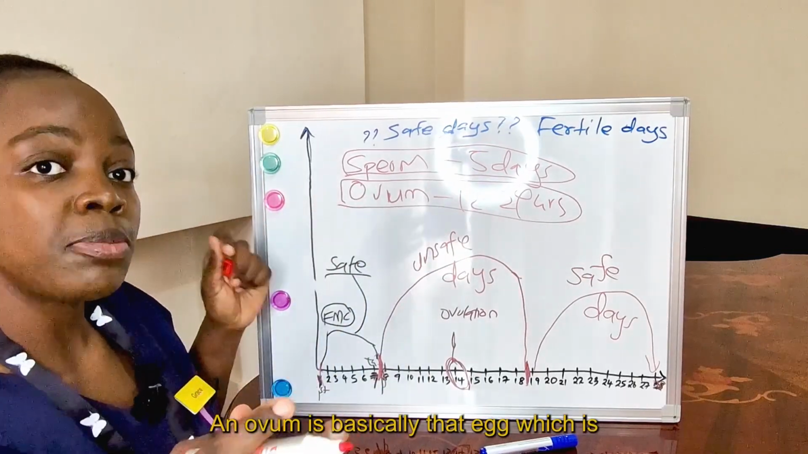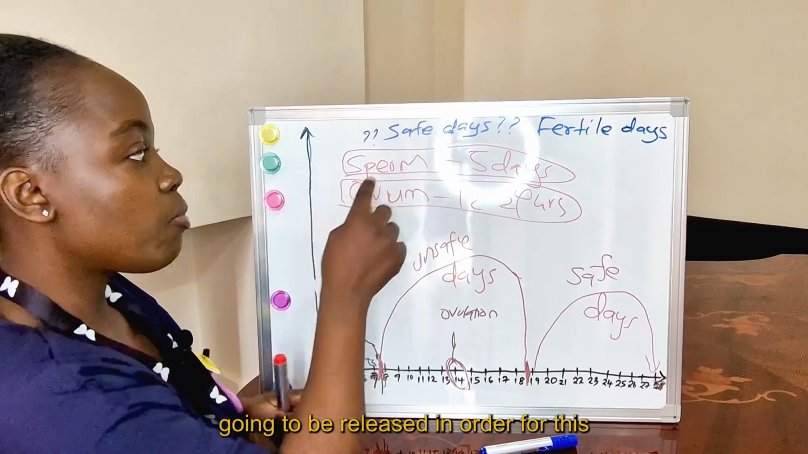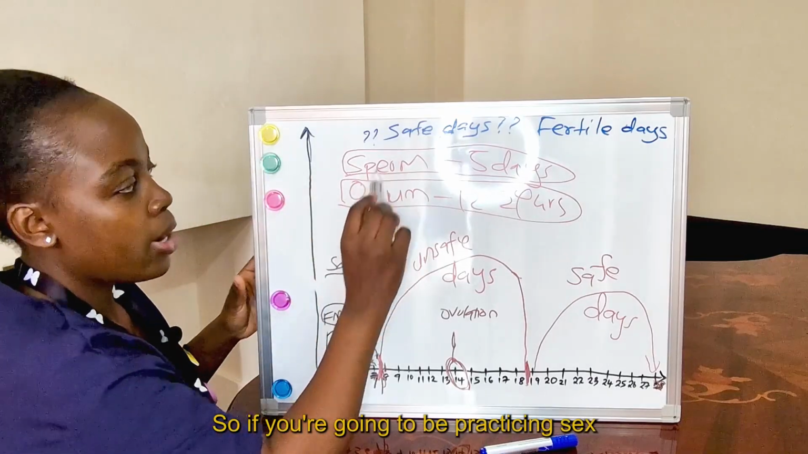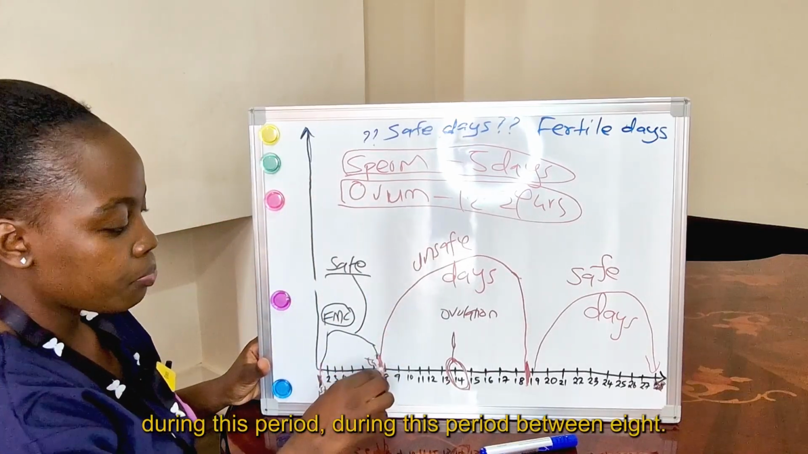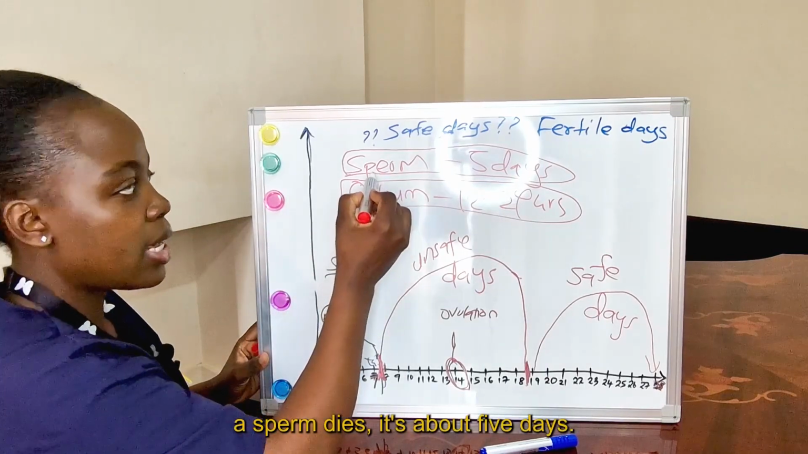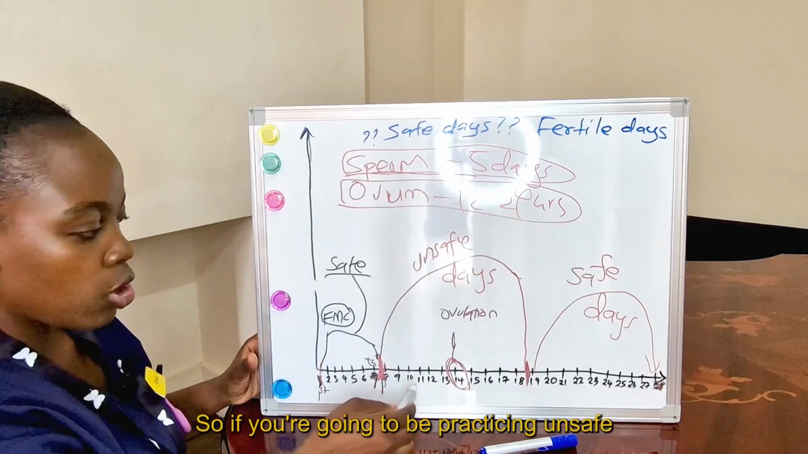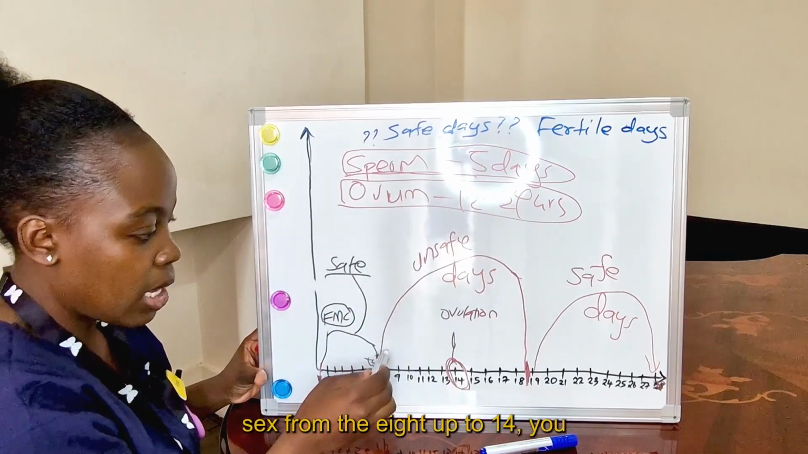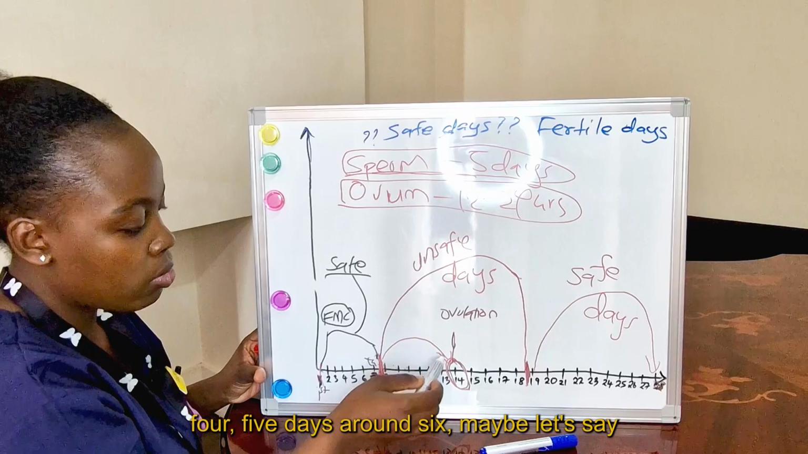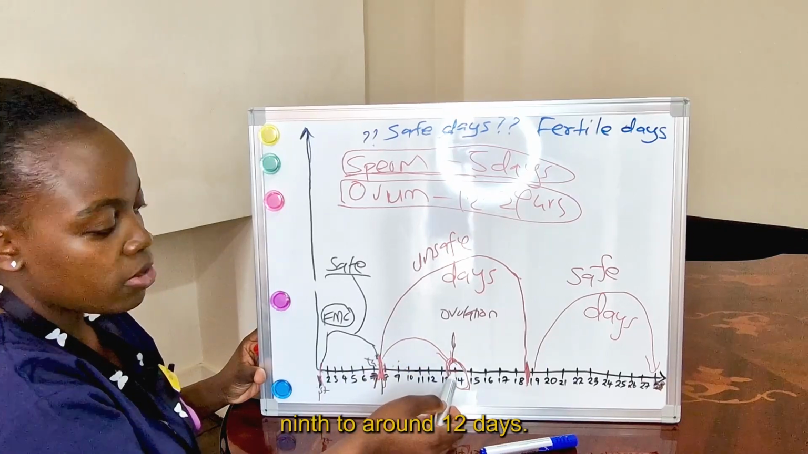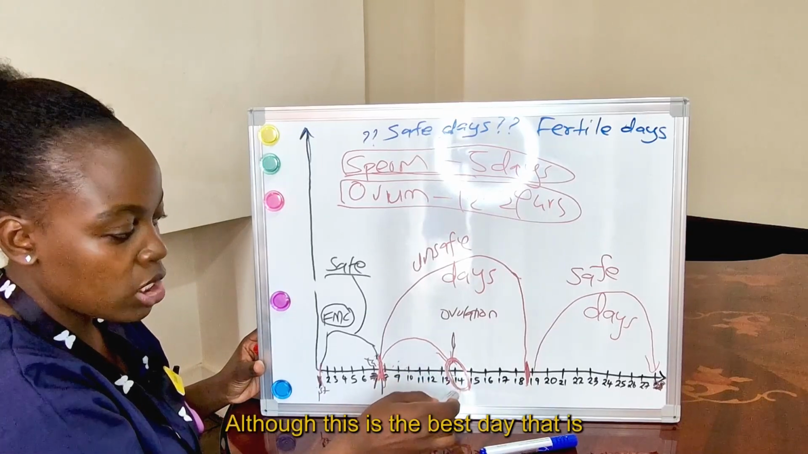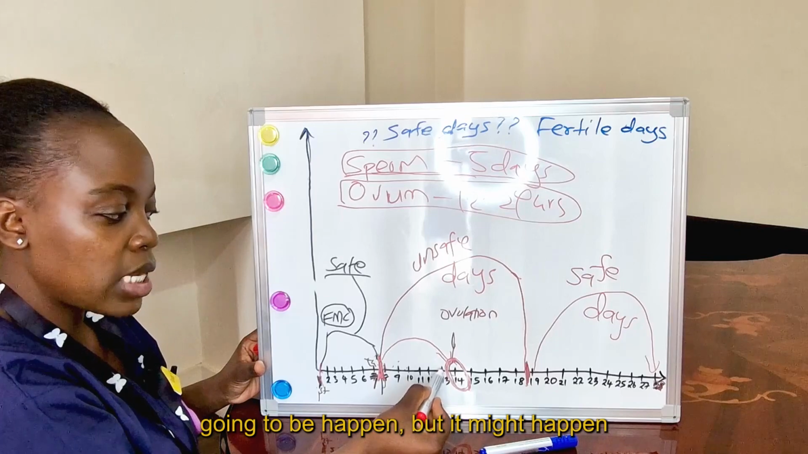What is an ovum? An ovum is basically the egg which is released in order for the sperm to fertilize, to make a baby. So we have said that a sperm survives for about 5 days. If you practice unsafe sex from the 8th up to the 14th, we can't be exact, because it doesn't mean that ovulation will necessarily happen on the 14th. Although this is the best day, it might happen close to the 13th and 14th.